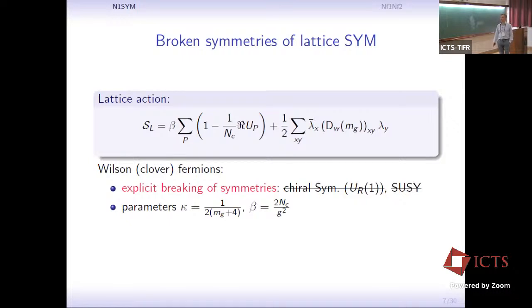Now we can discretize the theory in the most straightforward way, the standard way that you learned in Anna's lectures, with the usual plaquette action and then a Wilson term. And the problem here is, as I said in my lectures, that supersymmetry always gets broken on the lattice. But in addition, of course, since you add the Wilson term, chiral symmetry gets broken.